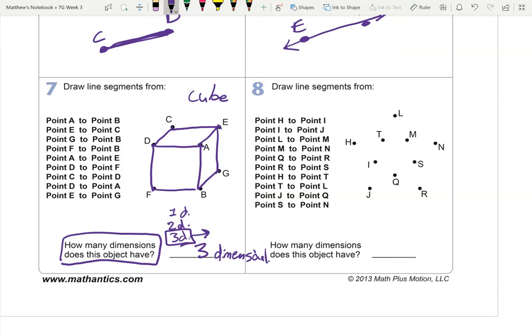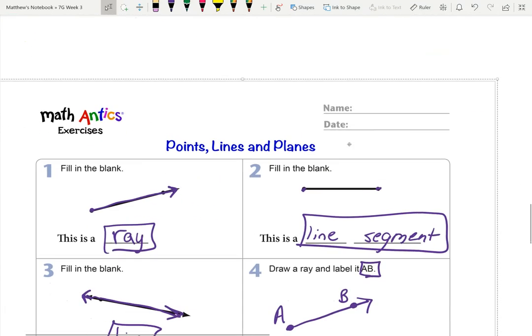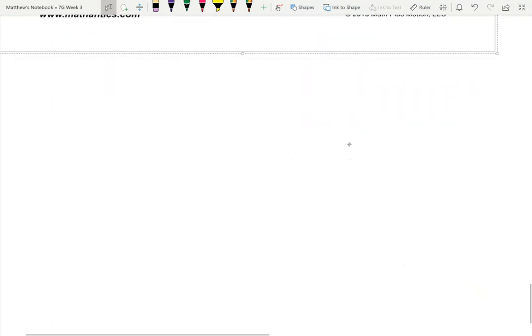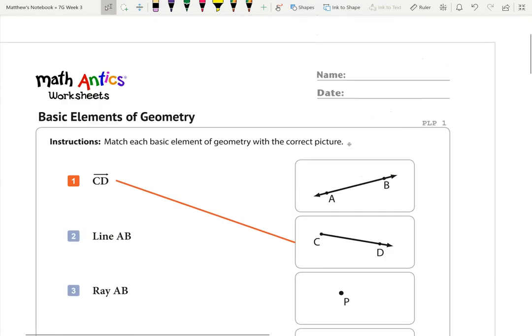So you're going to do the same thing over here where you start at point H, go to point I, start at point I, go to J. It's going to make a picture. And then with this picture, you're going to put how many dimensions this object has. Okay? So there we practiced drawing some line segments. And this is all we have for the exercise portion for today.